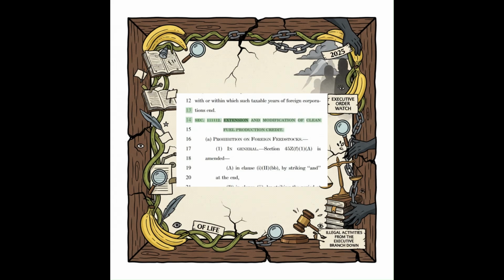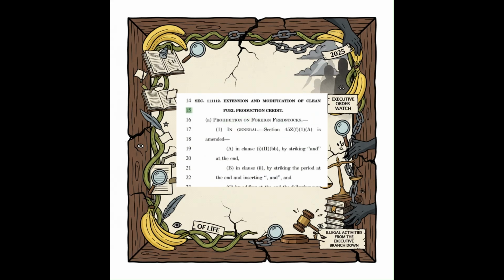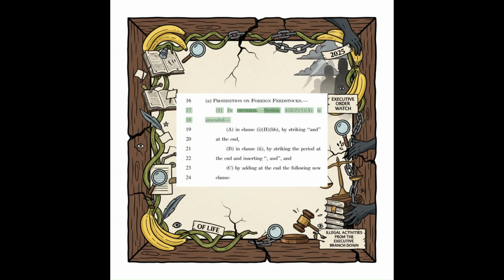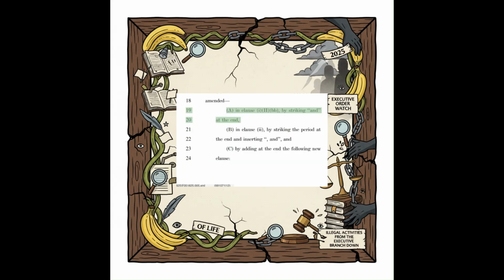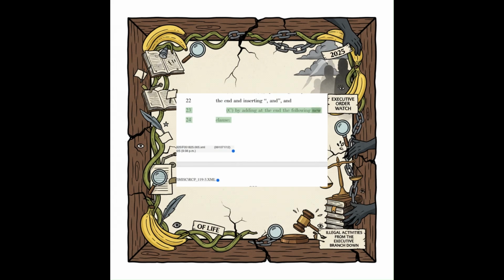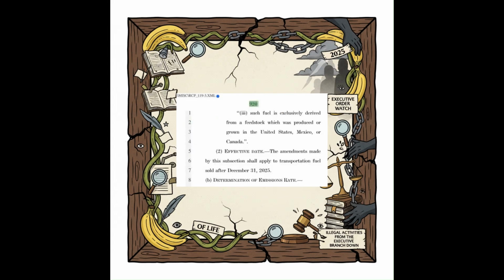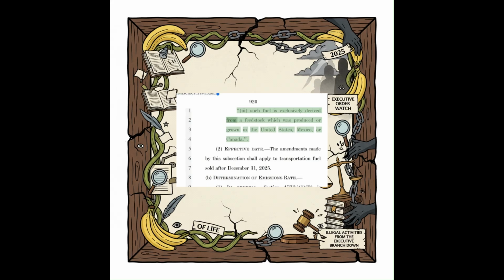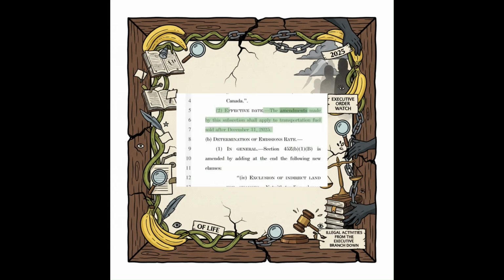Sec. 111. Extension and modification of clean fuel production credit. In general, Section 45Z is amended in clause by striking in at the end, in clause by striking the period at the end and inserting and, and by adding at the end the following new clause: such fuel is exclusively derived from a feedstock which was produced or grown in the United States, Mexico, or Canada. The amendments made by this subsection shall apply to transportation fuel sold after December 31st, 2025.